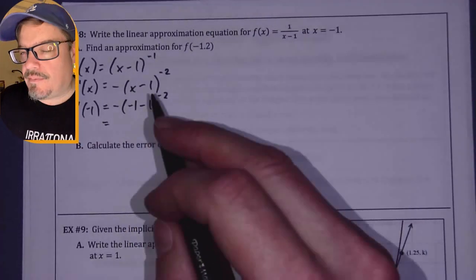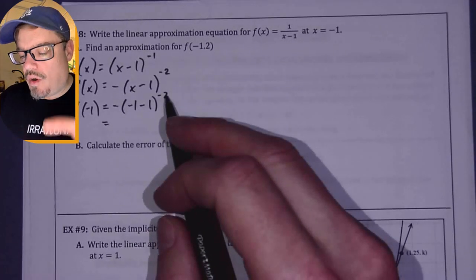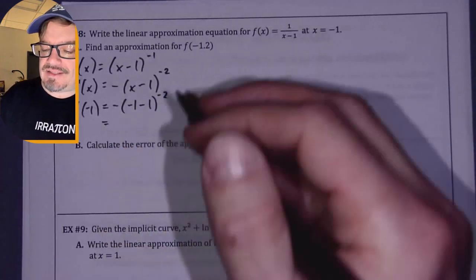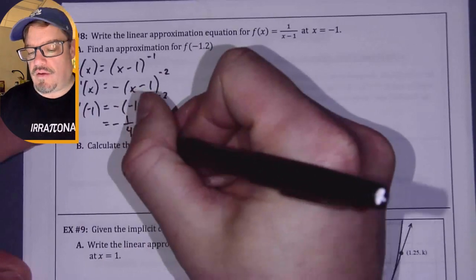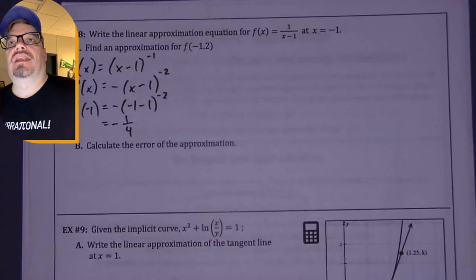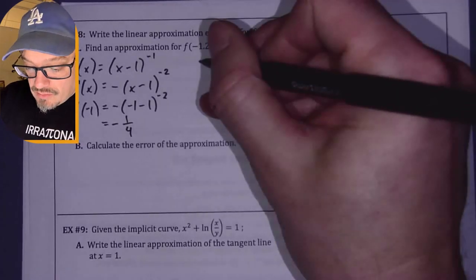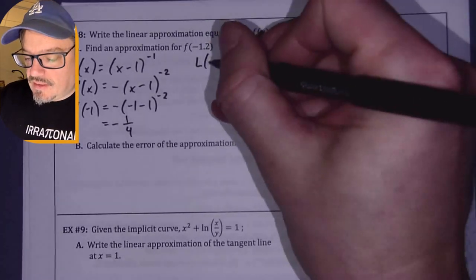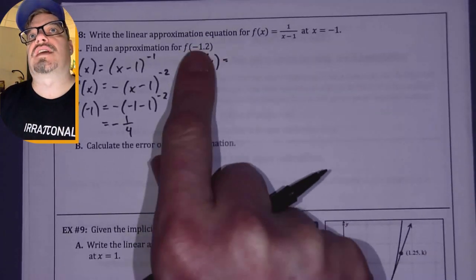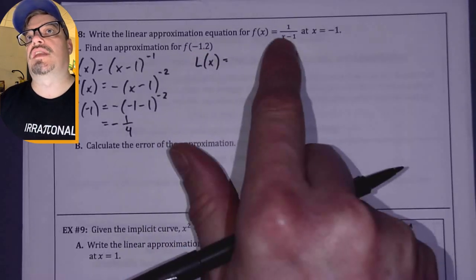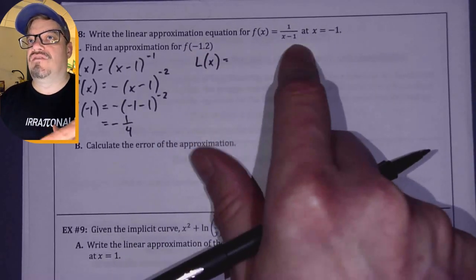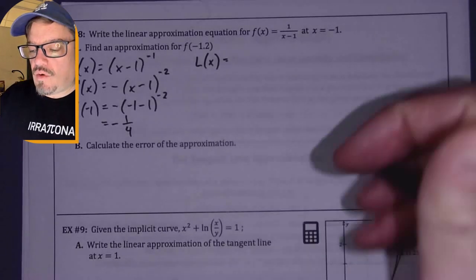Negative 2 to the second power is 4, but then the negative on the outside makes it negative 1/4. All right, so lots of negatives there. Negative 1/4, so now L of x equals, so notice that I'm not even touching this guy. I don't care right now. I'm just establishing the line that is very close to x equals negative 1.